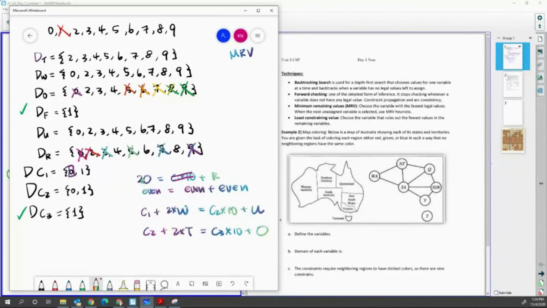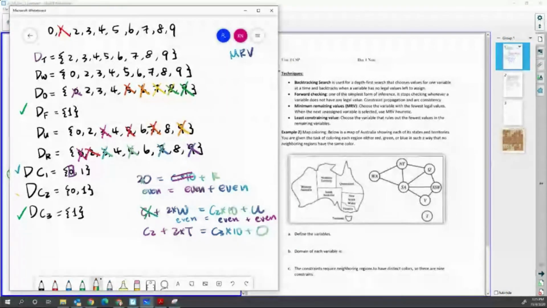Another thing I can take out is C1 in the second constraint. Now C1 is 0 because I plugged it in. In that case, 2 times W, an even number, equals even plus U, so U must be even now. So in the domain of U, any odd number will be out. I think with C1, I did all the constraints. I satisfied all the constraints. Now I need to go back and look at the next variable to work on. And I look at everything. Yeah, still C2 has minimum remaining values.